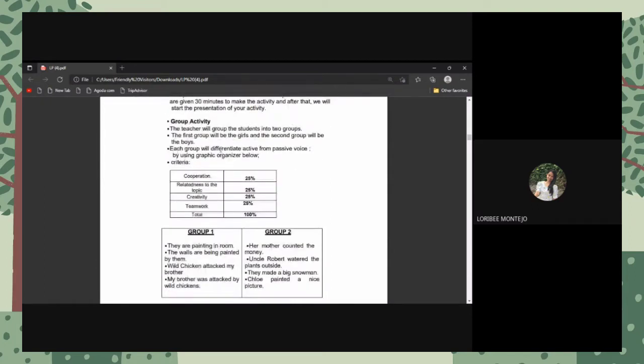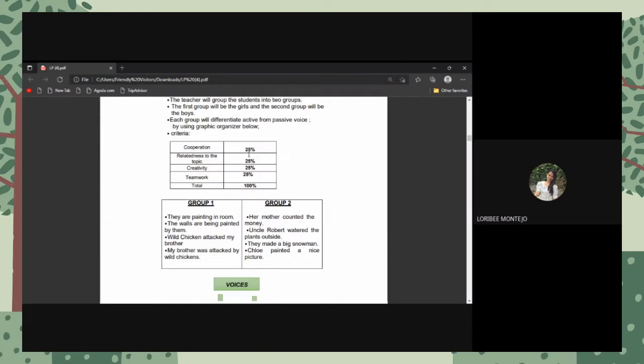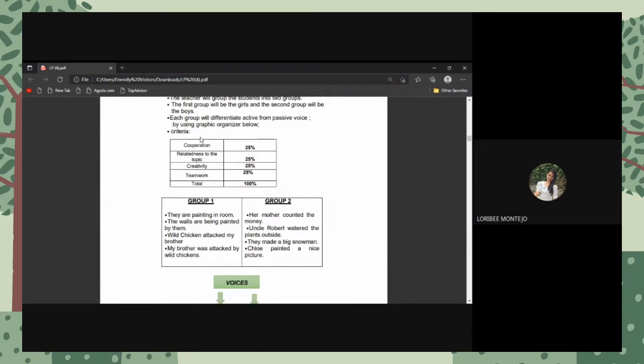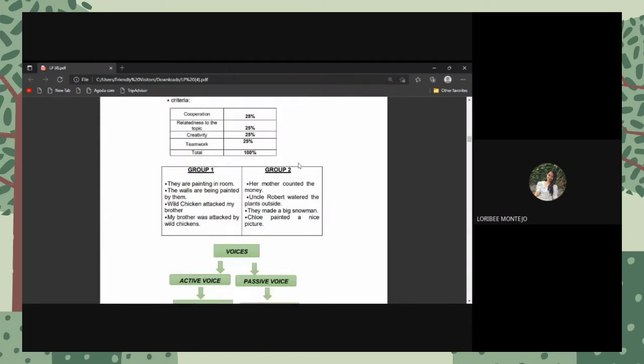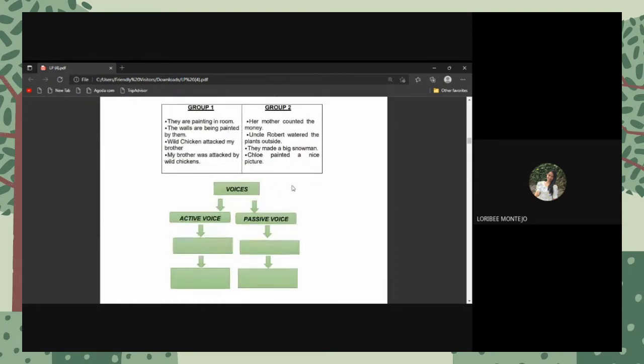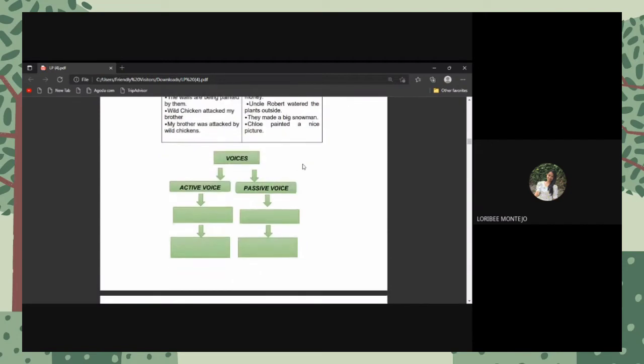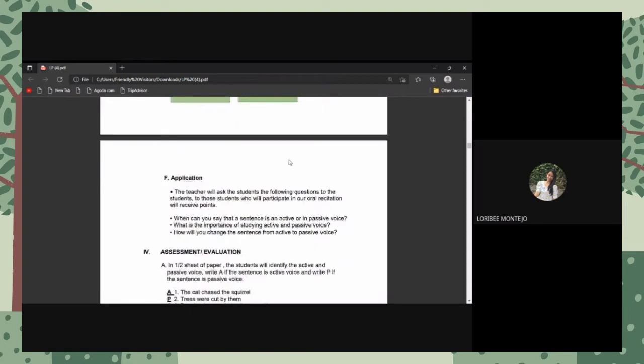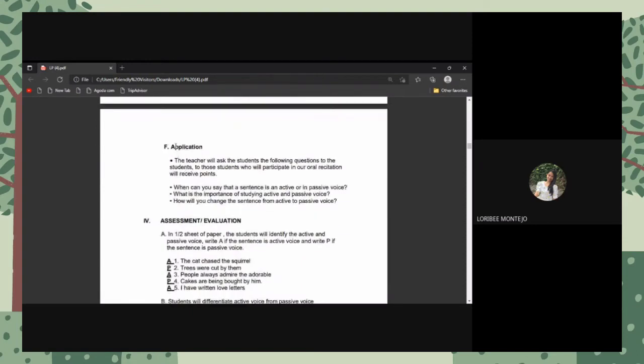Each group will differentiate active from passive voice by using the graphic organizer below. I also provided there the criteria for judging and also some examples for the guidance of the students, and also the graphic organizer for them to use in their presentation. So now let's proceed to the application.